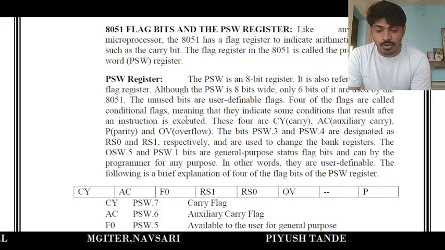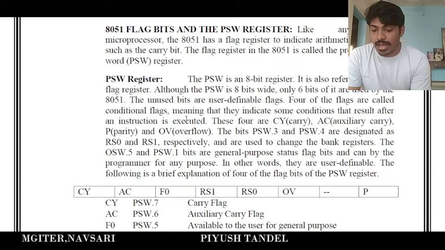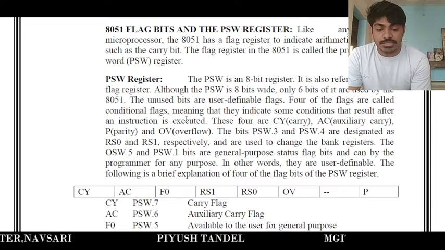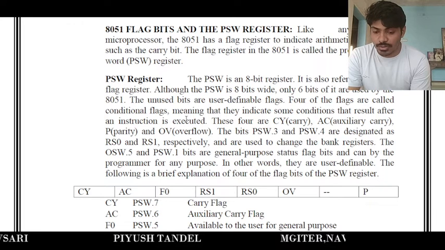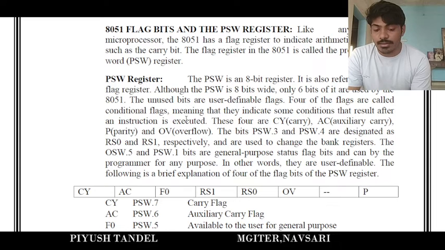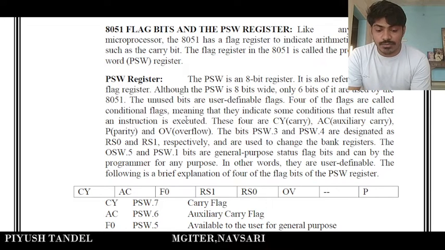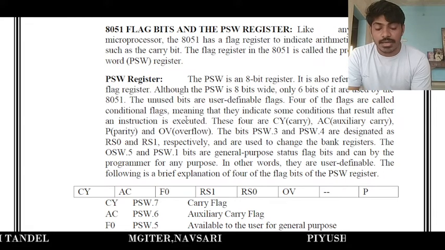The bits PSW.3 and PSW.4 are designated as RS0 and RS1 respectively, and are used to change the register bank. The PSW.5 and PSW.1 bits are general purpose status flag bits and can be used by the programmer for any purpose. So the programmer can use them for any purpose of their choice. In other words, they are user definable, meaning the user can define them in whatever way they want.